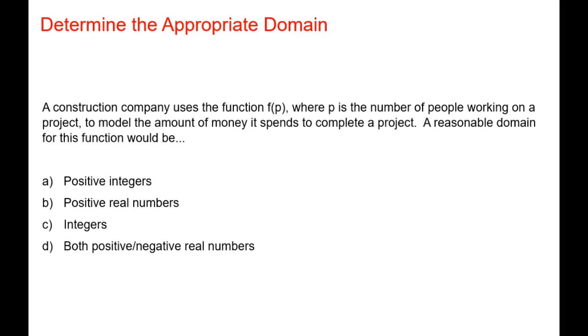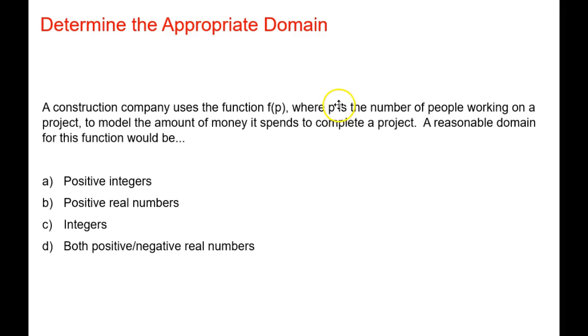Now to an example, we want to determine the appropriate domain. A construction company uses the function f of p, where p is the number of people working on a project, to model the amount of money it spends to complete a project. A reasonable domain for this function would be, so we want to choose between positive integers, positive real numbers, integers, or both positive and negative real numbers.